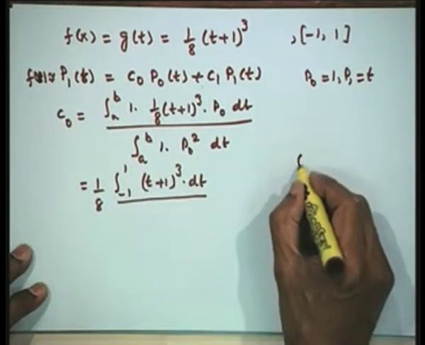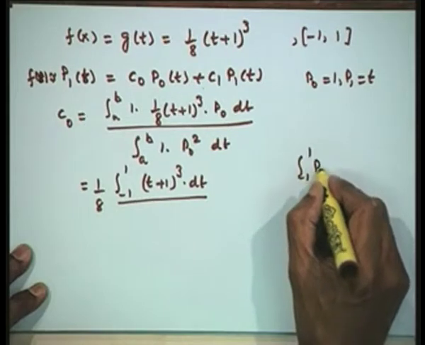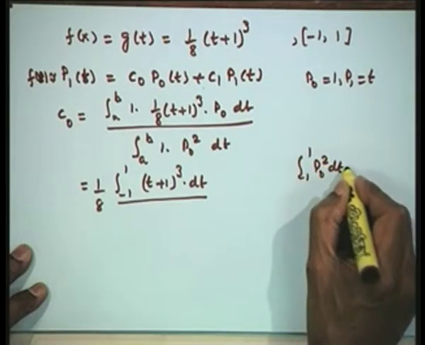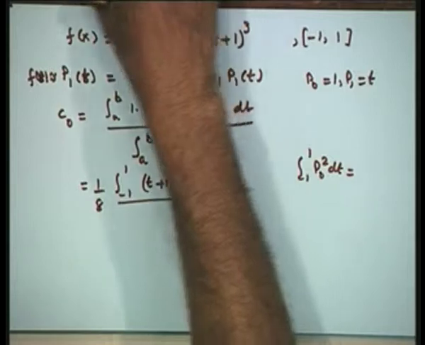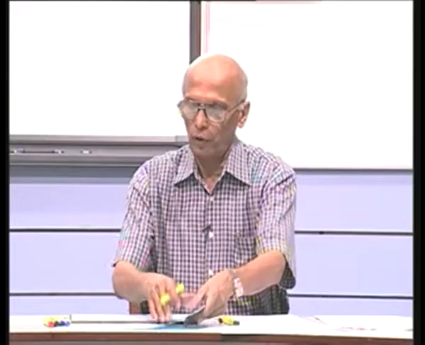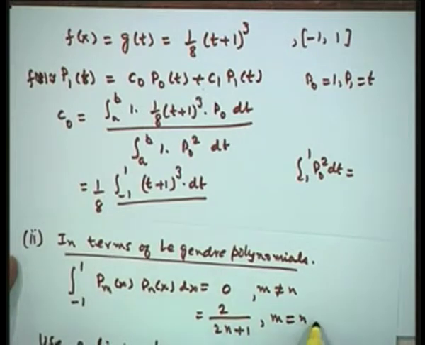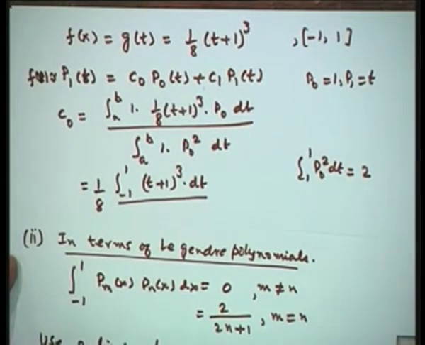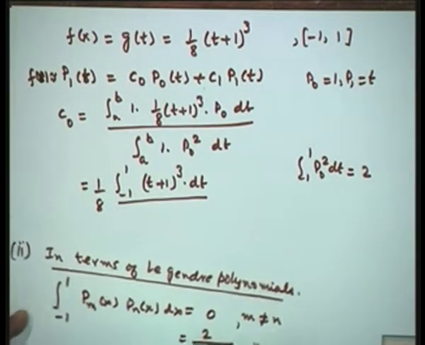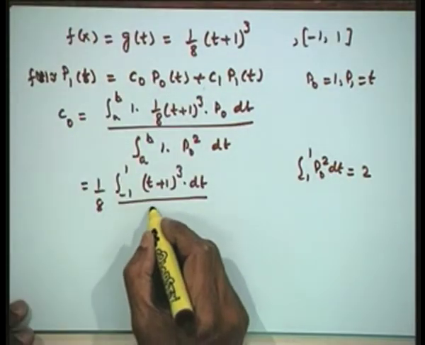Now, the denominator is the integral from minus 1 to 1 of P0 square dt, and we would like to use the orthogonal property that we have just now described, that the integral from minus 1 to 1 of P_m P_n is equal to 0. Therefore, P0 square is equal to 2 when n is equal to 0. Therefore, what we have here in the denominator is 2.